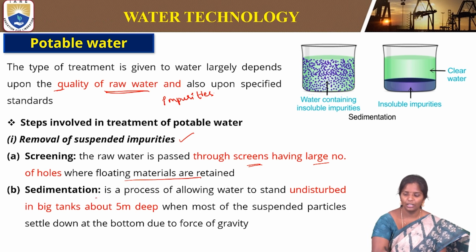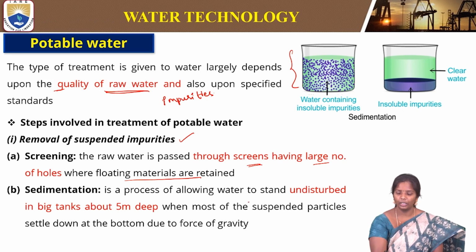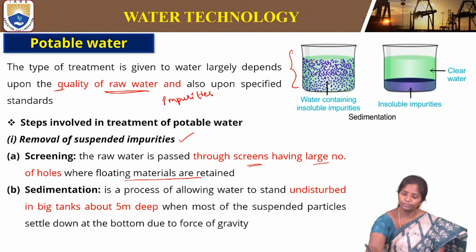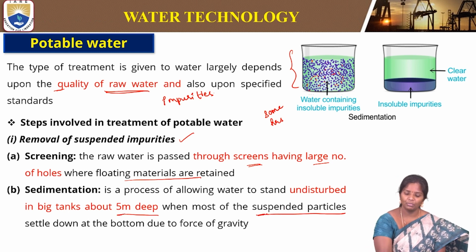Then sedimentation. Here, if we see in this schematic, the sedimentation diagram. Sedimentation is a process of allowing water to stand undisturbed. These are the insoluble impurities that are present. If we keep it standing for some hours, it will sediment the suspended particles, in about 5 meters depth. So it will help in sedimentation.